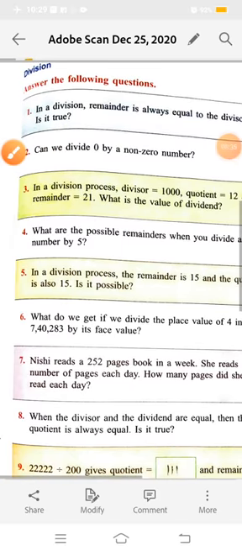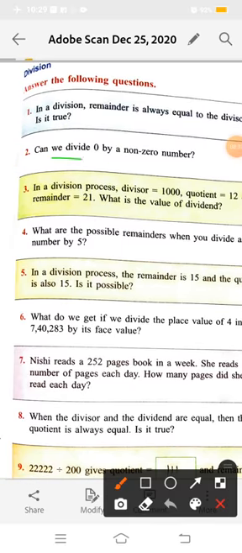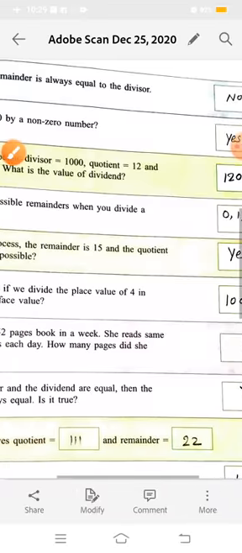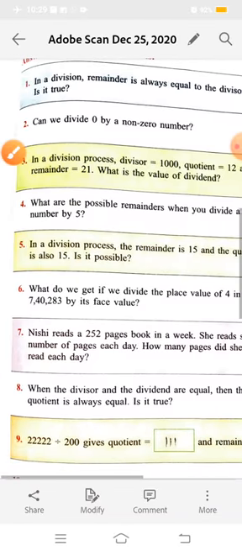Now, next question is, can we divide 0 by a non-zero number? Yes, we can divide 0 by a non-zero number. So write here yes. Okay, now question number 3.